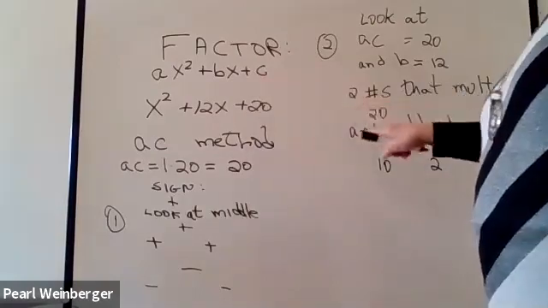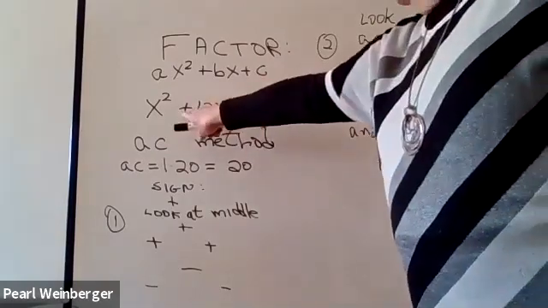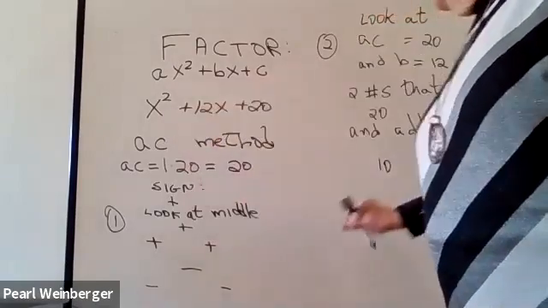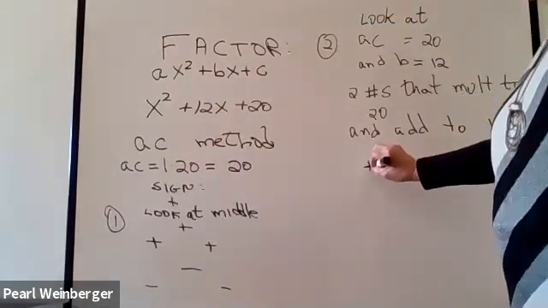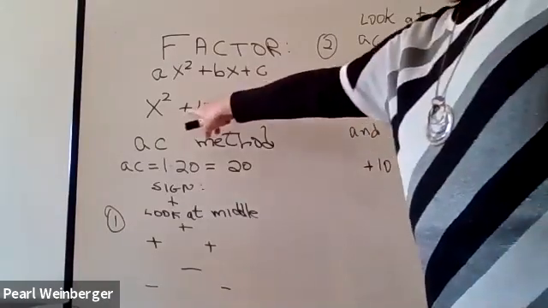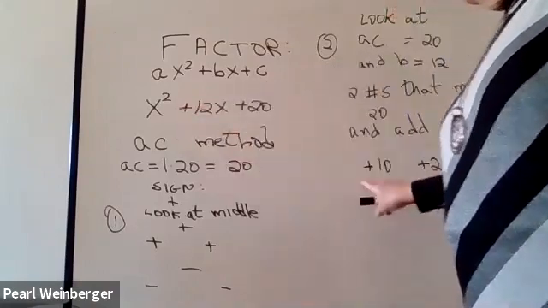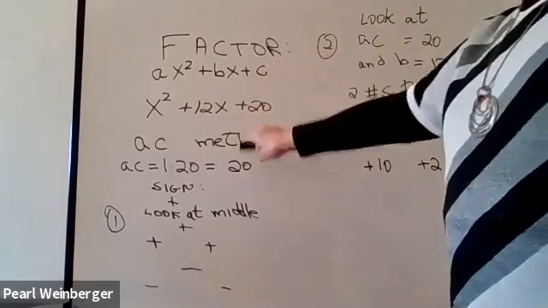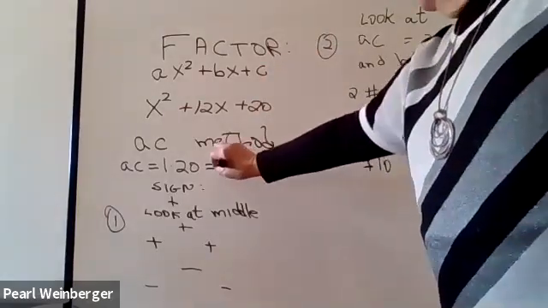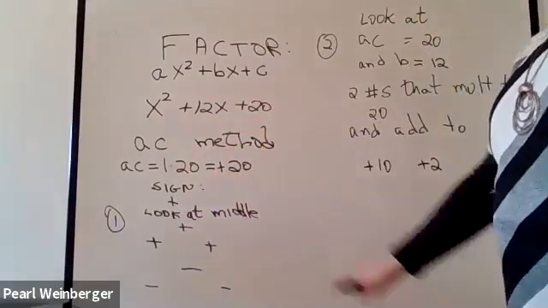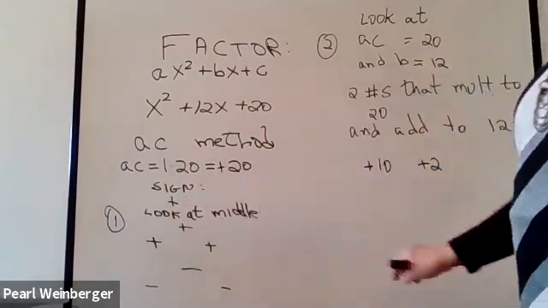And since the middle term was positive, it's going to have to be a positive 10 and a positive 2. If this would have been a negative 12, it would have been a negative 10 and a negative 2. So again, when my AC is positive, it means either both your signs are going to be positive or both your signs are going to be negative.